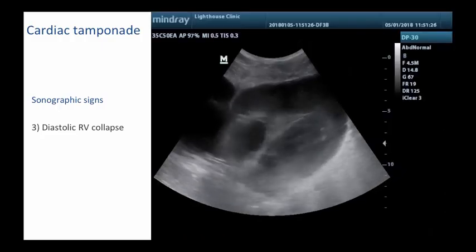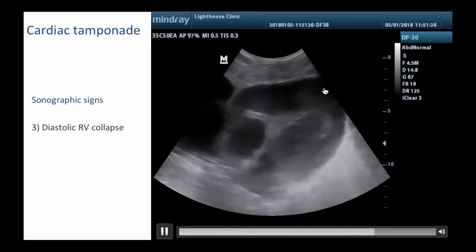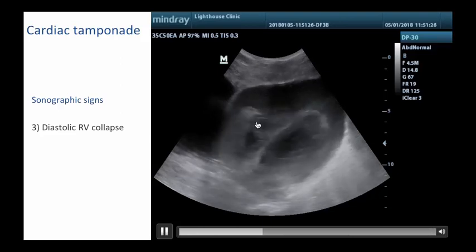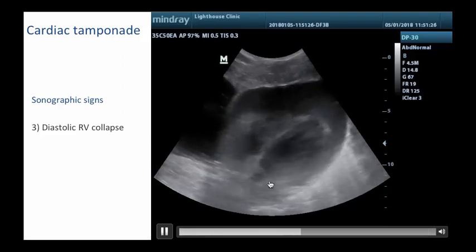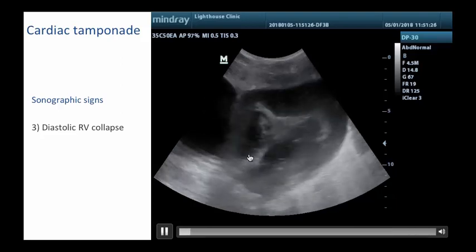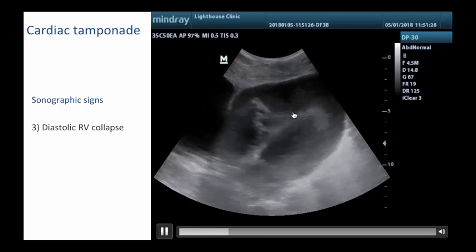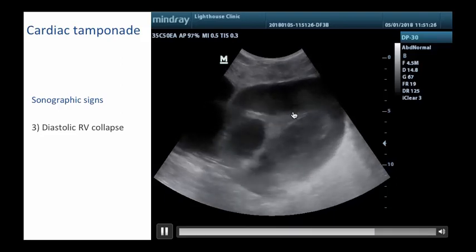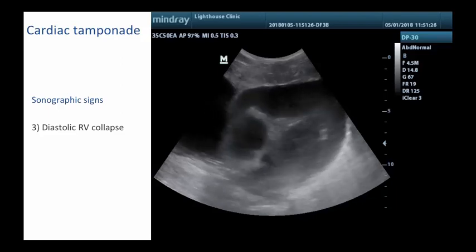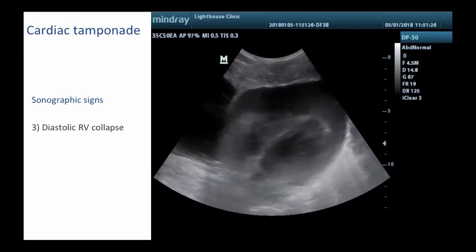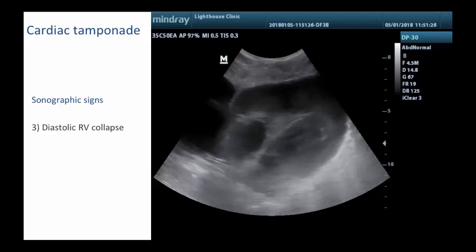And here is another patient with a pericardial effusion. See the anechoic area around here. You see here is the left ventricle, here is somewhere the left atrium, here is the right atrium, and you see that the right ventricle is almost invisible. It is very compressed and collapsed. So diastolic right ventricular collapse is another sign of cardiac tamponade.